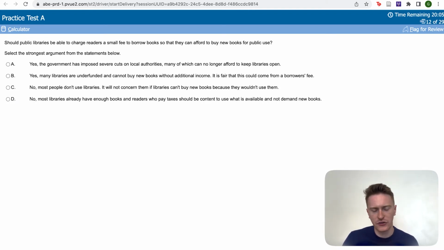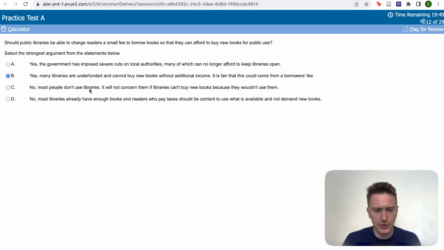Public libraries, okay, charging readers to borrow books so they can afford new books. Okay, so it's all about affording the new books for public use. That's the whole point of the fee, right? Yes, it's imposed severe cuts, many of which can no longer afford. Well, it's nothing to do with keeping libraries open, it's about affording books. Yes, many libraries are underfunded and cannot buy books without additional income. It's fair that this could come from a borrower's fee. That's the best answer so far.